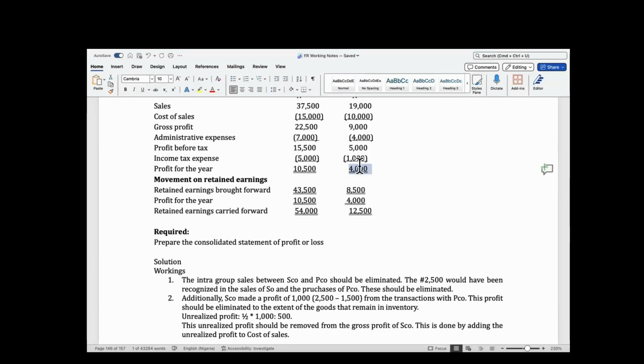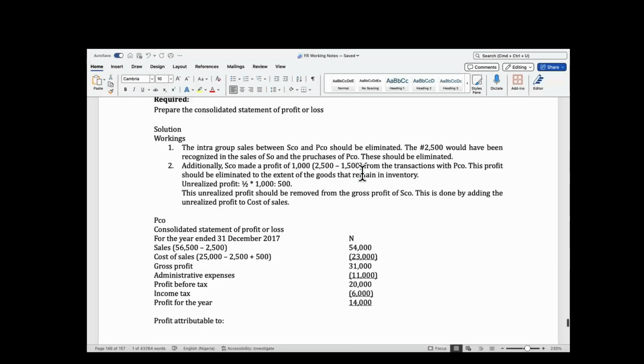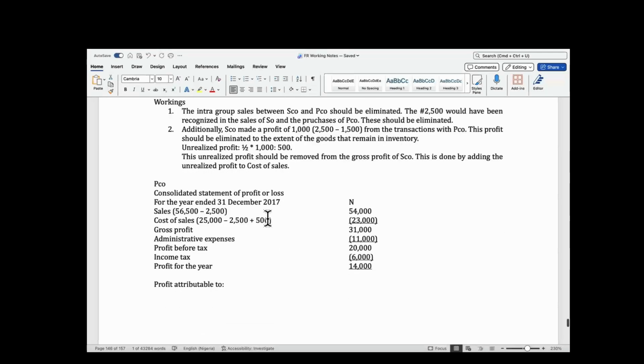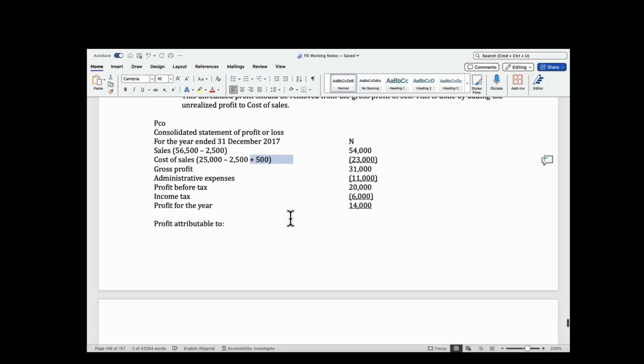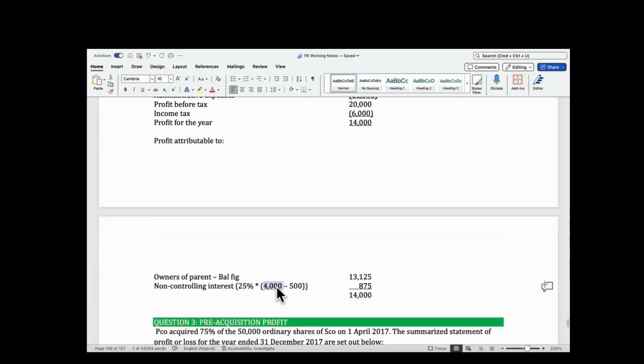And these profits include unrealized profit that we have eliminated. Take it like that: it has been eliminated from the group. In determining the group profits, we have already removed it. So since we are picking this figure raw, we need to manually remove it. And that's what we did.